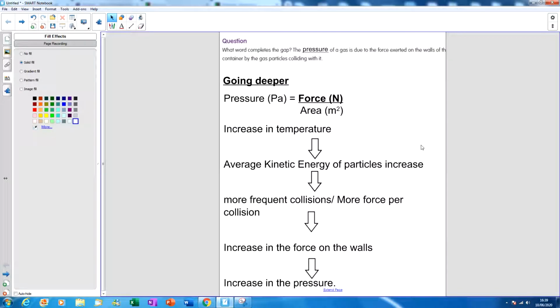So please make a note of that flow chart, because these steps are really useful for talking through why an increase in temperature of a gas often means it exerts a greater pressure on its walls. And this question comes up, slightly differently, but they expect the same stages in the responses. You need to talk through each step of this flow chart there.